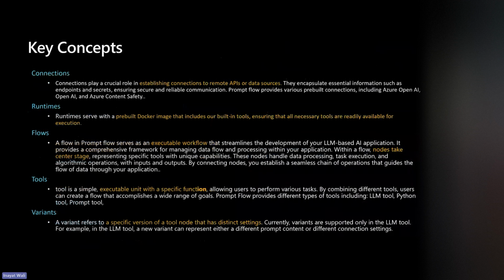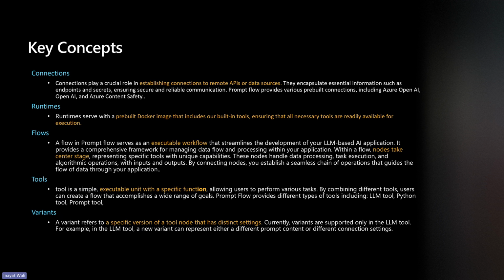Quickly, key concepts. The connections: you need a connection in order to connect to your remote APIs, for example, if you are connecting to OpenAI. This is a key value pair, and you can also maintain your secrets here, especially associated with your keys. Runtime is pretty much a Docker image, where your prompt flow code base runs or is deployed. And flow is your overall orchestrator, where you have various steps in a flow, which execute either in parallel or sequentially.